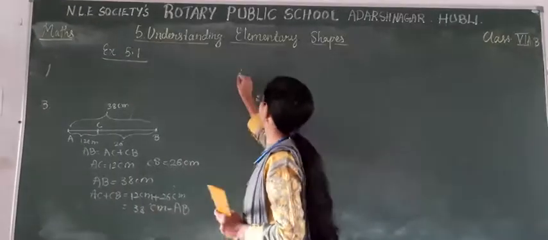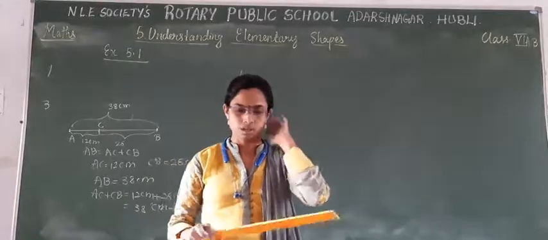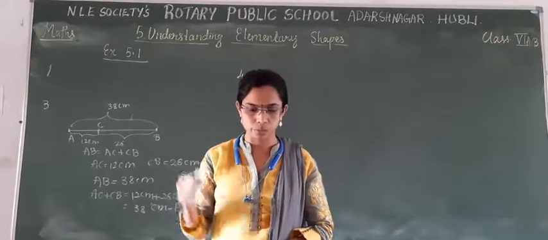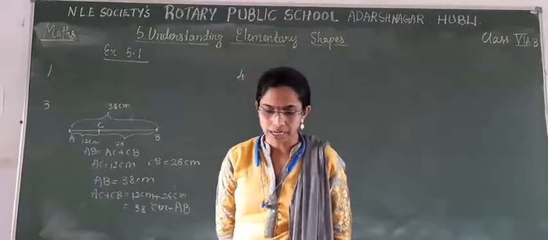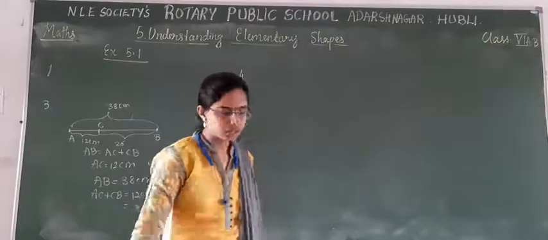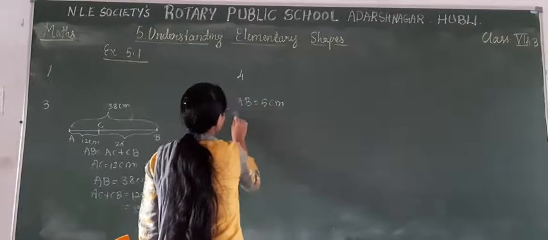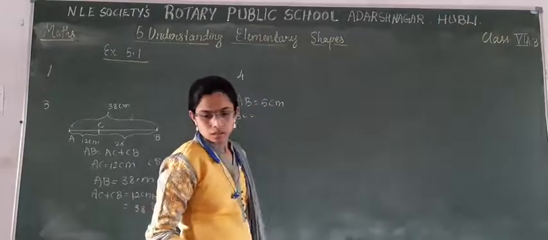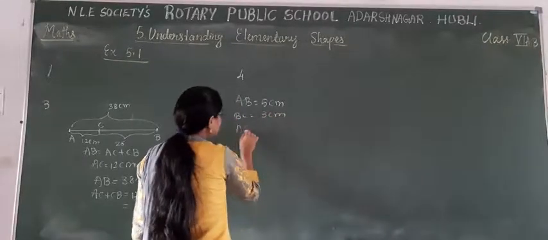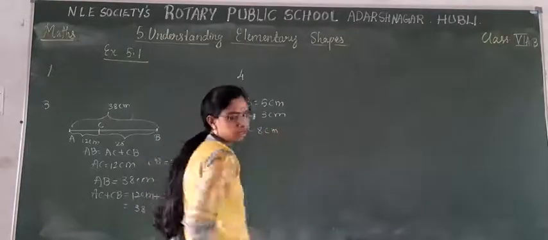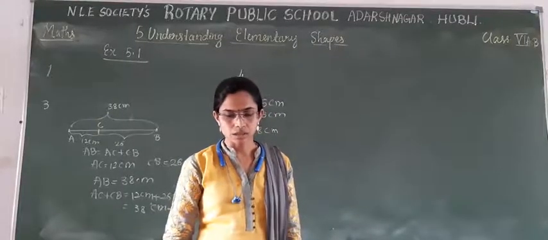Question number 4 is more theoretical as well as practical, so we are not using much of the board. If A, B, C are 3 points on the line, AB is 5 centimeter, BC is 3 centimeter, then AC is 8 centimeter. Which one of them lies between the other two?